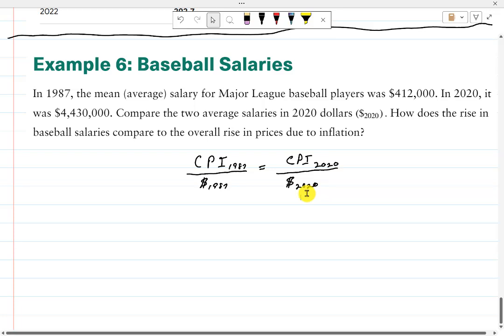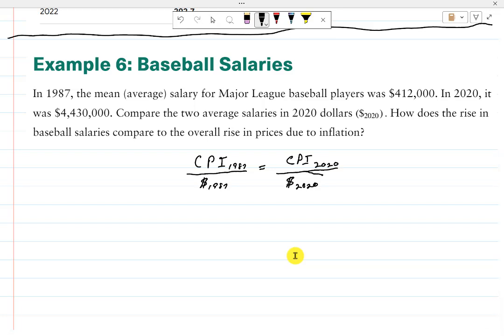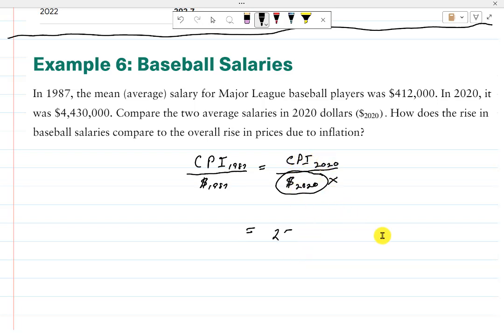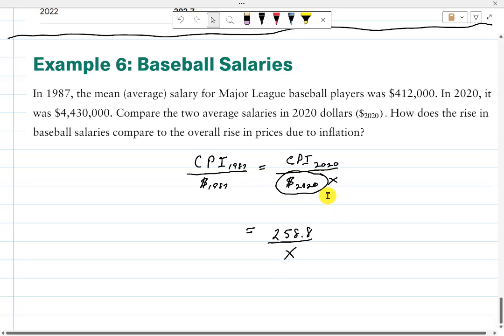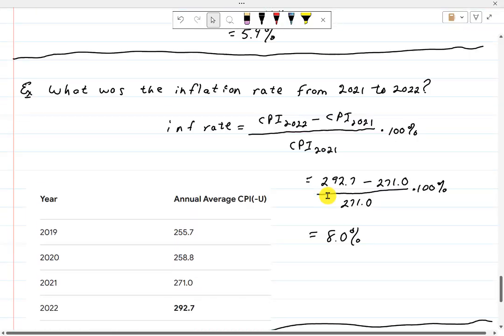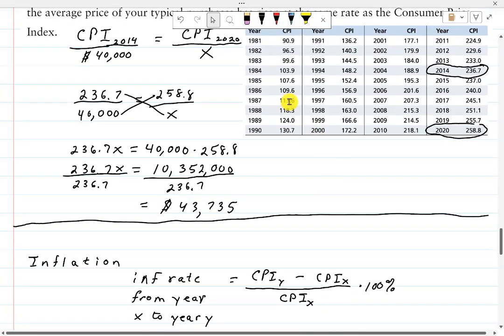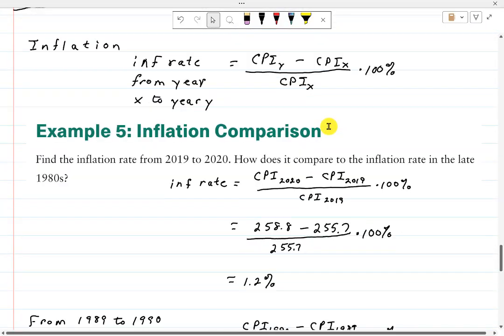So let me fill everything else out. So this guy right here, we're going to call X. Now, let me put my CPI price here. We've done this several times. That's 258.8. And in the denominator, we're calling it X for now. And then the CPI for 1987, let me go to the table and see if I can find, for 1987, it's 113.6.